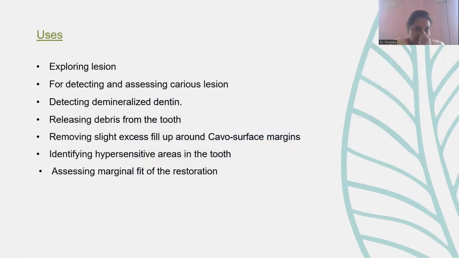Next, coming to uses of the explorers. These are usually used for exploring lesions, for detecting and assessing carious lesions, for detecting demineralized dentin, for releasing debris from the tooth, for removing slight excess fill up around the cavo-surface margins. That is, if any restorative material is being excessively filled, then such things can be seen. Identifying hypersensitive areas in the tooth and assessing marginal fit of the restoration. While assessing the marginal fit also we can see.